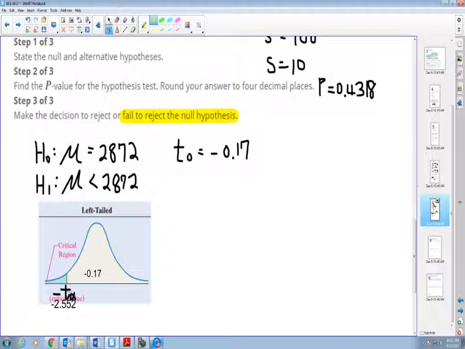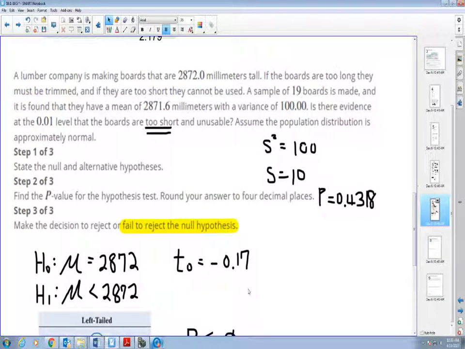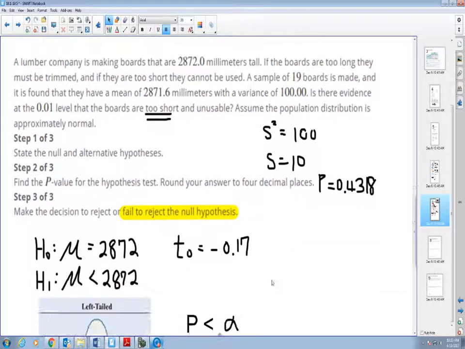Now, is my p-value less than my alpha? Remember what my p-value was? 0.4318. Is that less than my alpha, which is 0.01?